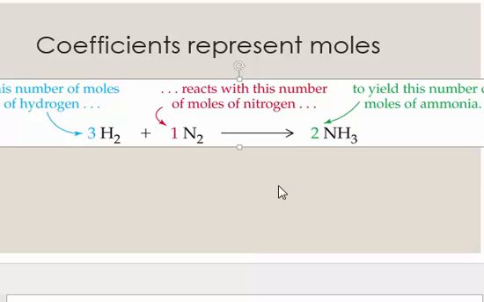For example, the balanced chemical equation on this slide, which reads coefficient of 3, capital H subscript 2, or hydrogen, plus coefficient of 1, capital N subscript 2, or nitrogen, yields coefficient of 2, capital N, capital H subscript 3, or ammonia. We would read this as 3 moles of hydrogen react with 1 mole of nitrogen to form 2 moles of ammonia.